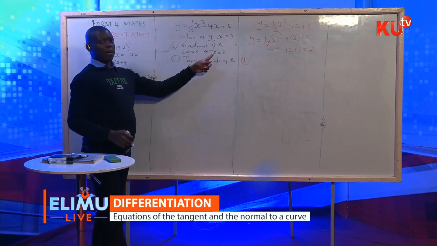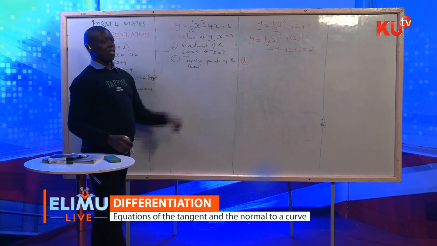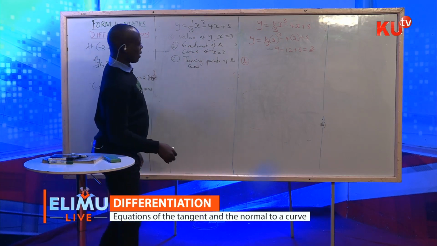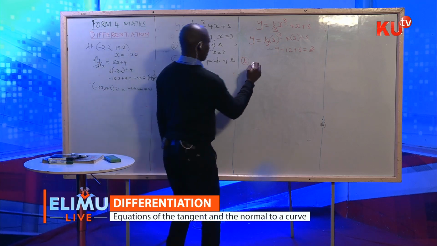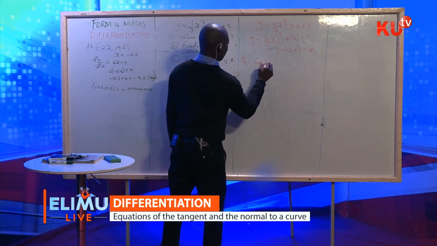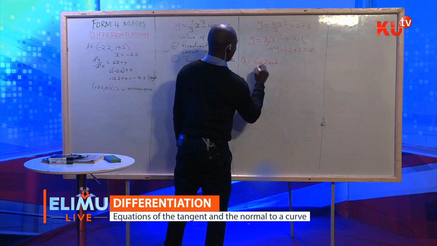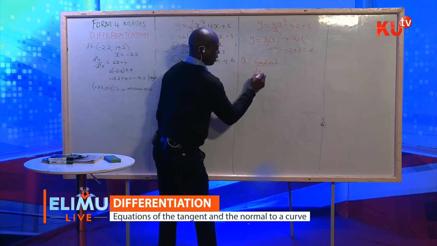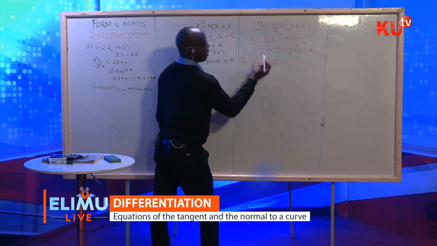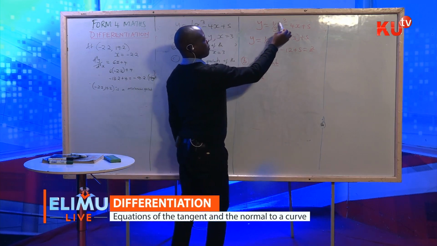The gradient of the curve at x equals 3. How do you get the gradient? To get the gradient, we first differentiate. So we find dy/dx.